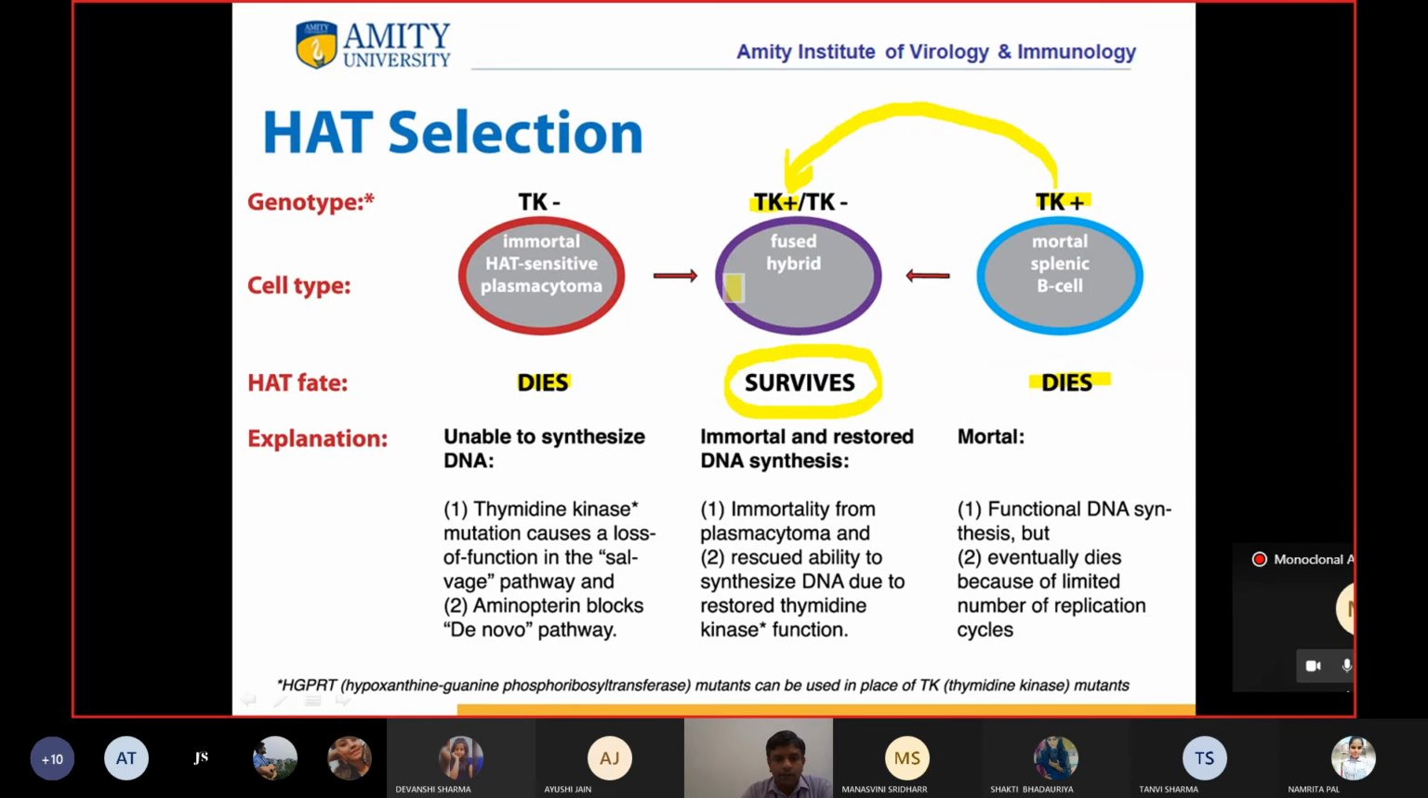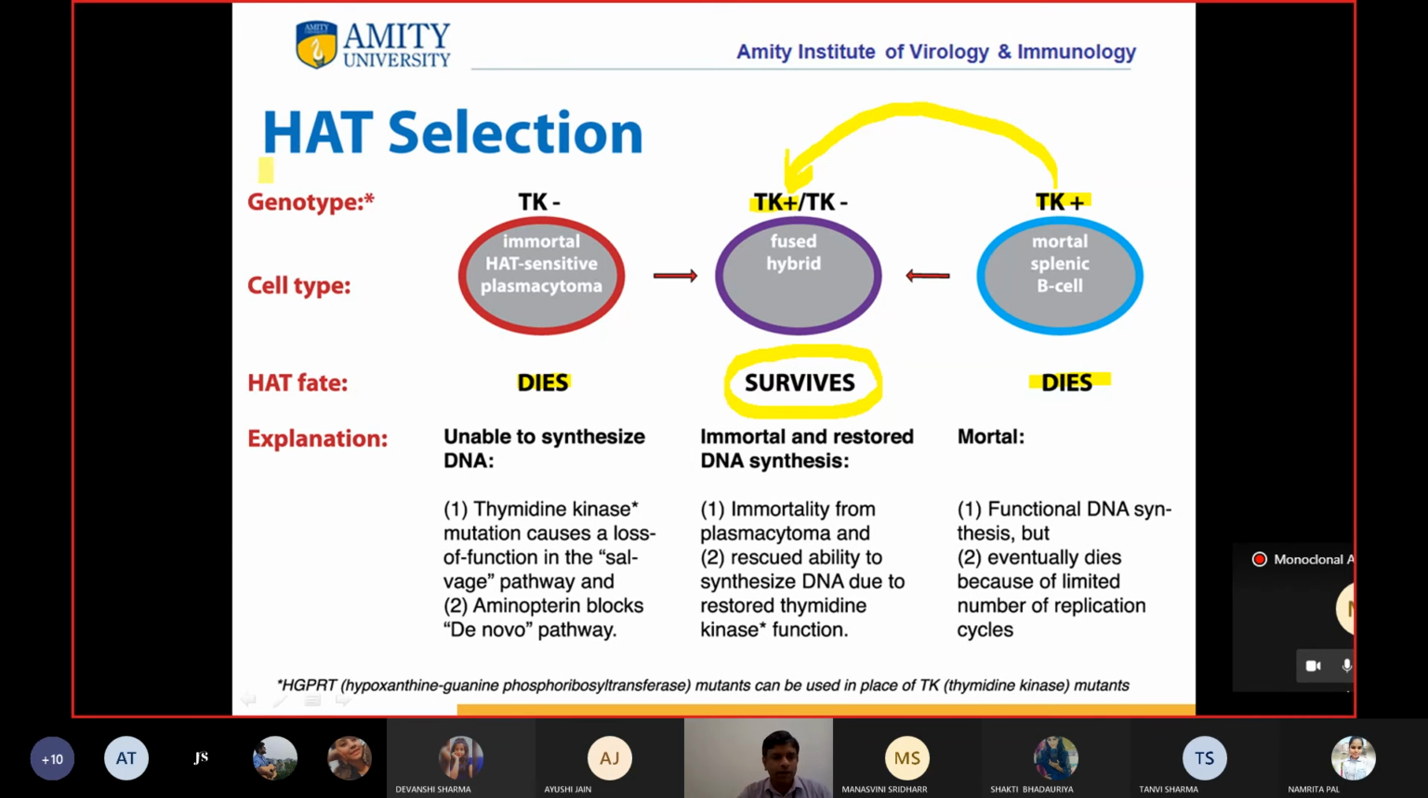Now this hybrid cell has the thymidine kinase enzyme, so it can now use the salvage pathway. It will survive because it has the thymidine kinase enzyme and it can use the thymidine which we have already put in the HAT medium, right?